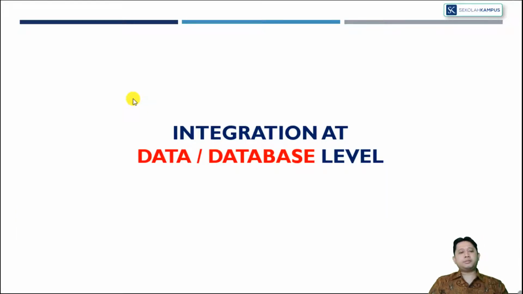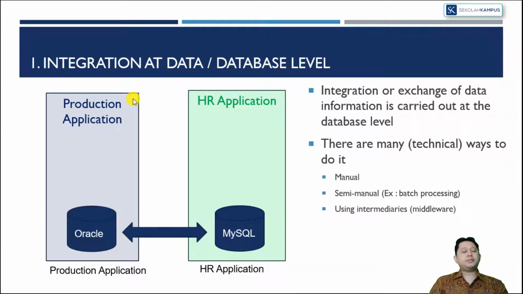We can discuss more about integration at the data or database level. As we saw in the previous video, maybe you can check our video again, there are two kinds of application. This is the production application, and the second one is the HR, human resource application. They have different databases. We can say this one is Oracle and the second one uses MySQL. At this point we can see that the integration is at the database. The two databases will be connected or integrated at the database level.